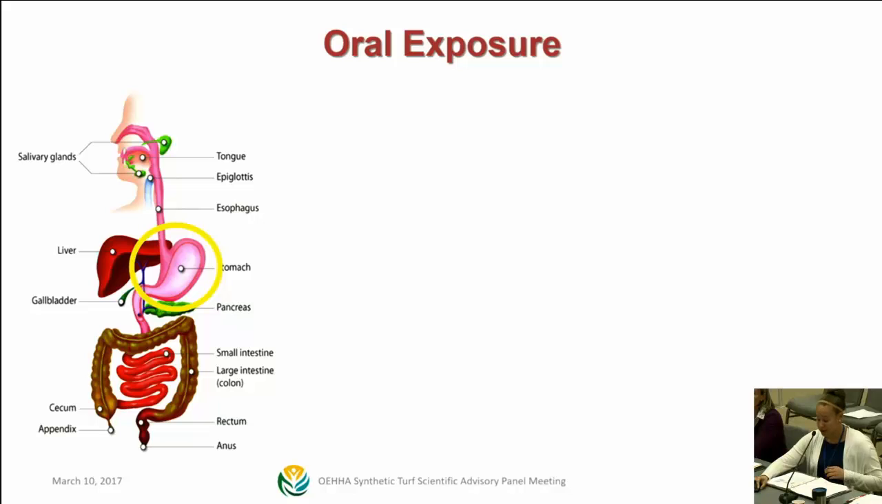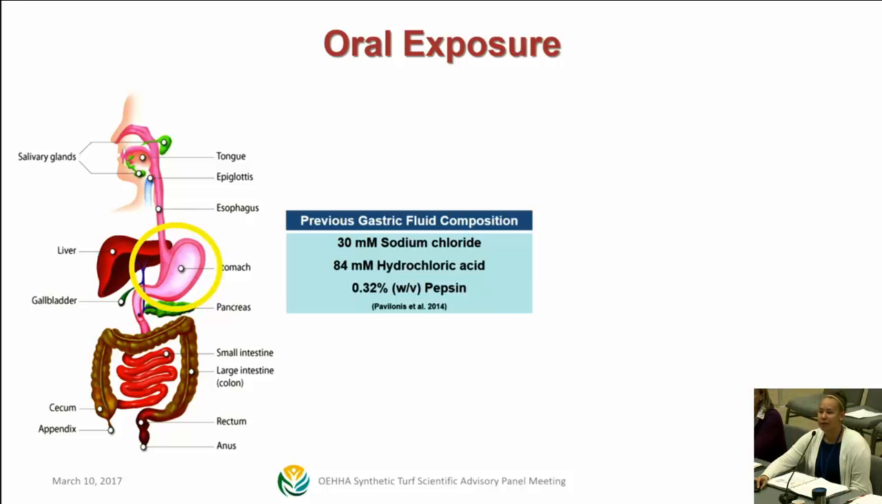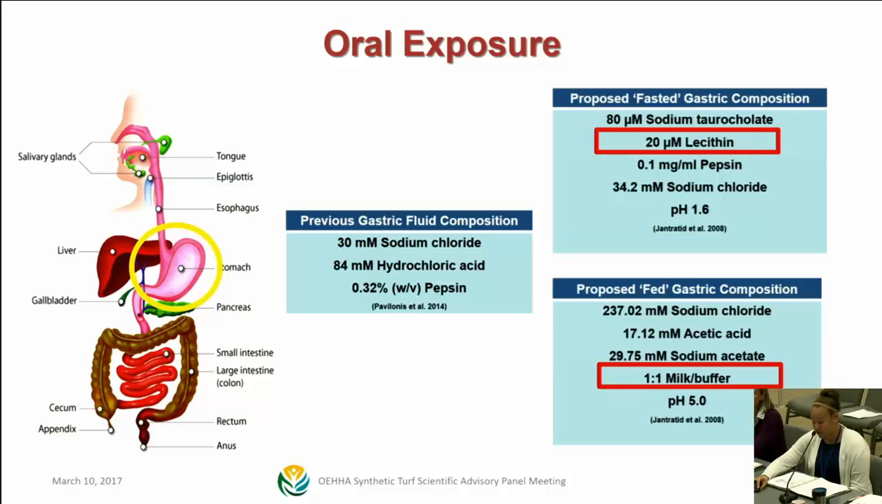So next we'll talk about gastric fluid. The main role of gastric fluid is to start the breakdown of food and release nutrients. This fluid is very acidic and it has many enzymes. And so this is the fluid that we presented at the last meeting. It's very simple and has levels of enzymes, but on the left here we have the compositions that we're proposing based on our search. So we have one that represents a fasted condition and one that represents a fed condition.